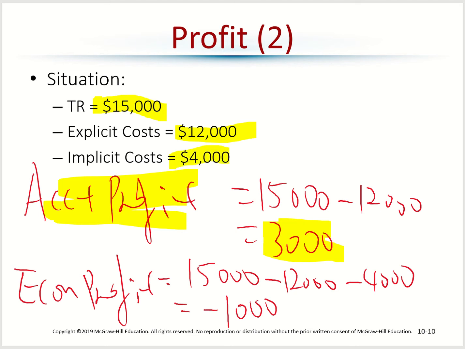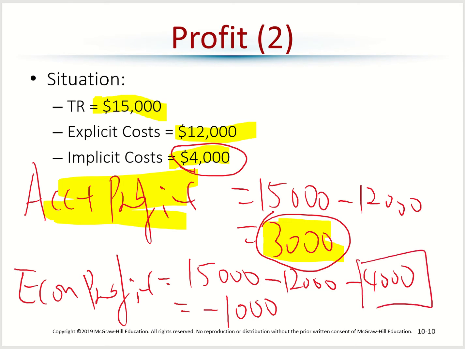So what should I do? Should I open a business where I make $3,000, or should I still teach and make $4,000? I should still teach because that's a higher profit. But if I do decide to open a business instead, my economic profit, which also includes this opportunity cost, will be minus $1,000. That means every month I'm losing money by opening a restaurant instead of teaching. Okay, all right, so that's the difference.